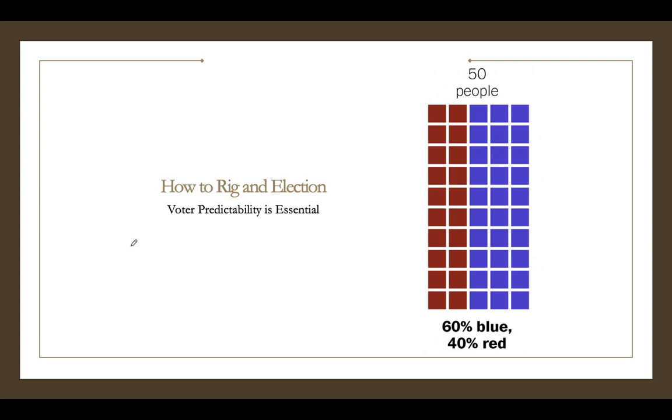Gerrymandering is essentially the political practice of using groupings to determine an outcome, right? And the way we do that isn't really rigging an election, but it is. It's not, but it is. And so here's how it works.